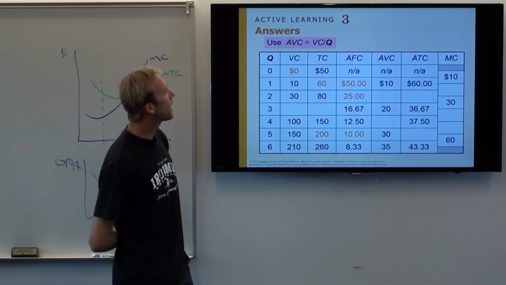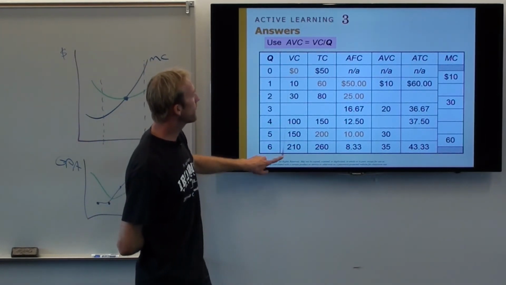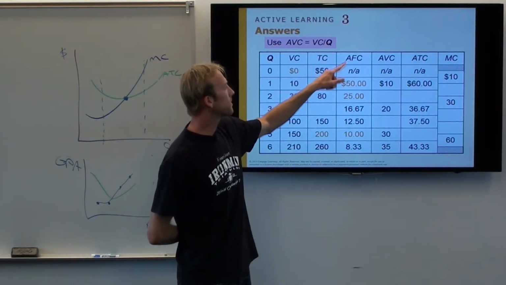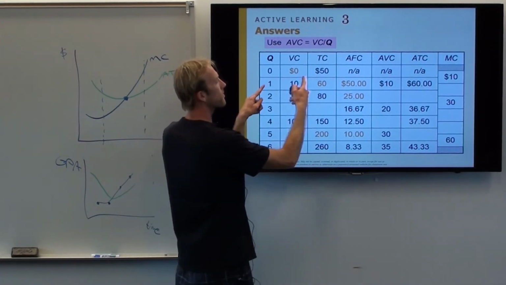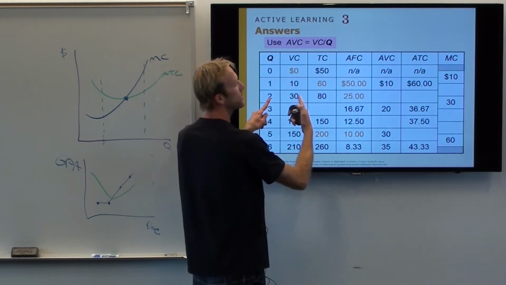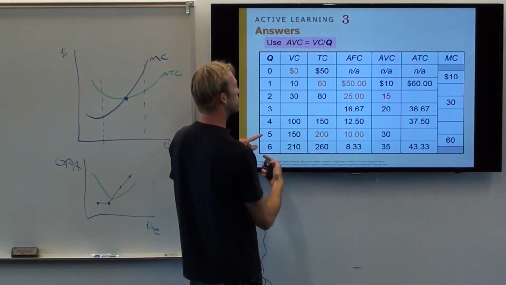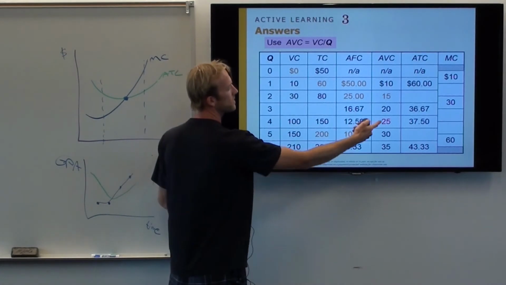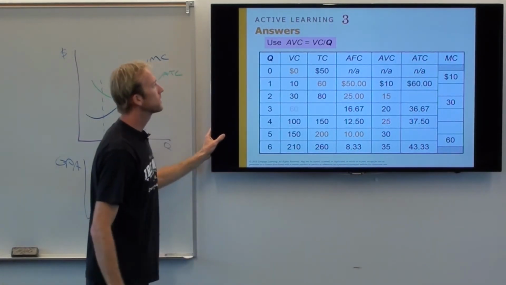Then average variable cost. Well, now you have almost all the variable costs, so you can do the average variable cost. It's just variable cost divided by Q. So you've got 10 divided by 1 is 10. You already have that one. 30 divided by 2 is equal to 15, right? And then 100 divided by 4 is equal to 25. Okay.